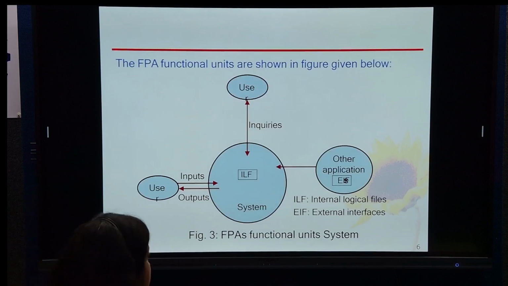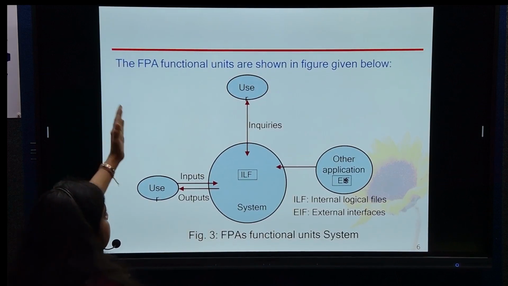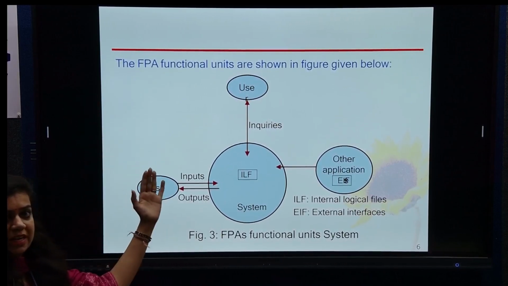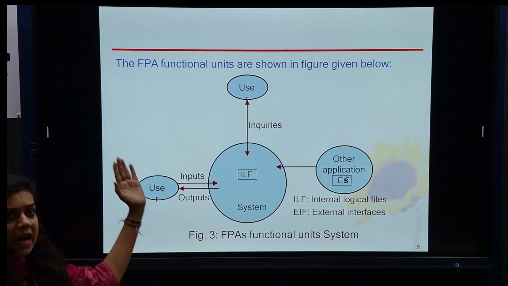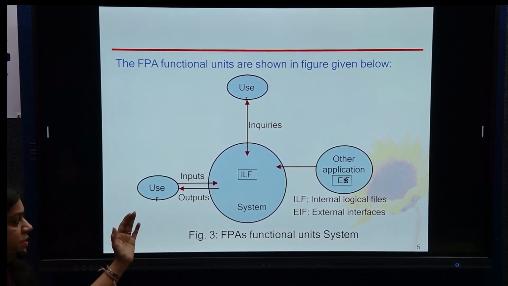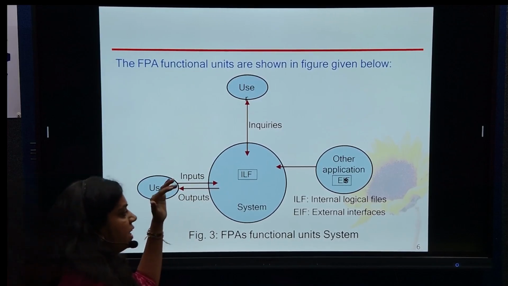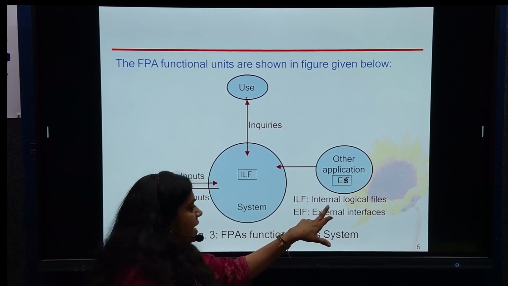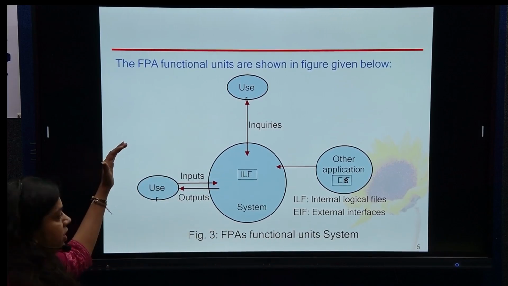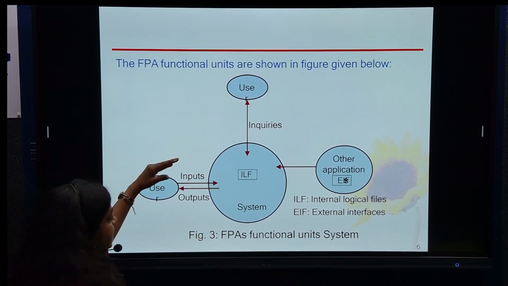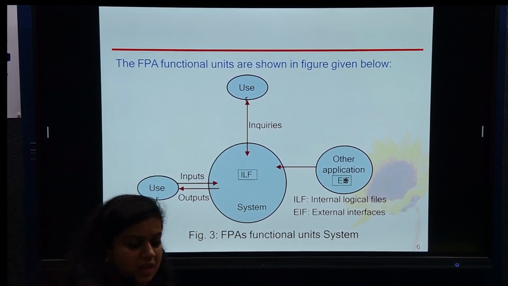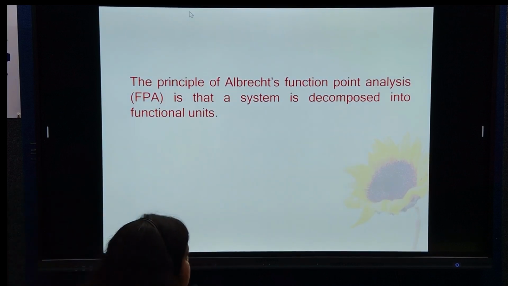So moving on, these are the functional units of FPA. There are 5 functional units, and these are divided into 2 categories: data function types and transaction function types. In data function types, there are internal logical files and external interface files. And in transaction function types, there are external inputs, external outputs and external enquiries. So one by one, we will discuss them.